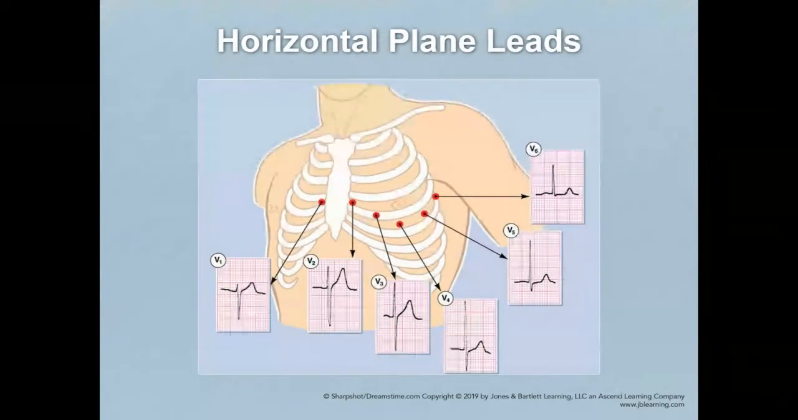And then we have our horizontal plane leads right here, V1, V2, V3, V4, V5, V6, and they're looking at the cross view of the heart.